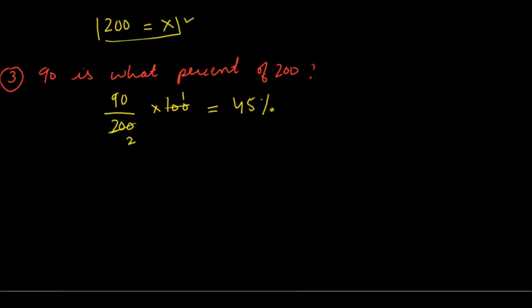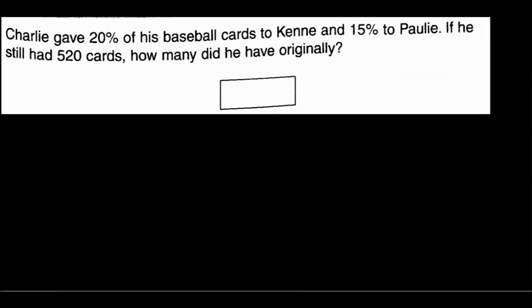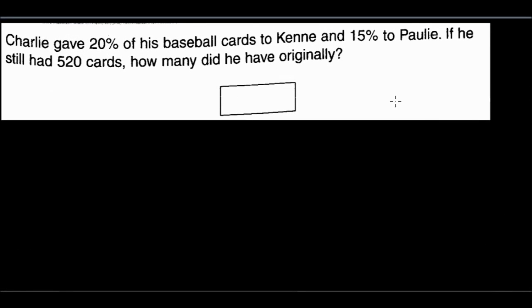Alright, let's do some example problems now. Alright, so here we have Charlie gave 20% of his baseball cards to Kenny and 15% to Polly. If he still had 520 cards left, how many did he have originally?